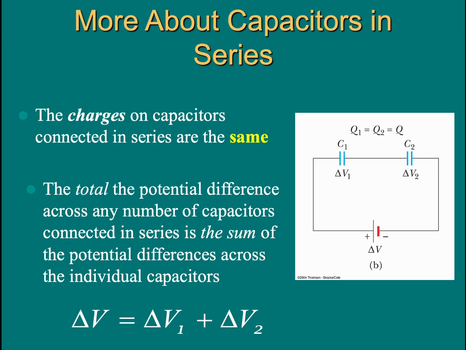For two capacitors connected in series, the amount of charge on each plate of C1 and C2 are equal. The potential difference over C1, let's call it delta V1, and the potential difference over C2, let's call it delta V2, have to add up to the total potential of the battery, delta V. So we have delta V equals delta V1 plus delta V2.